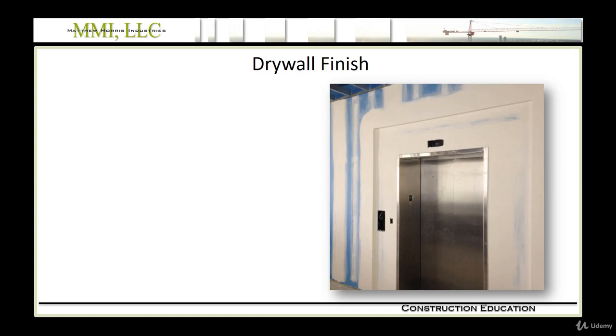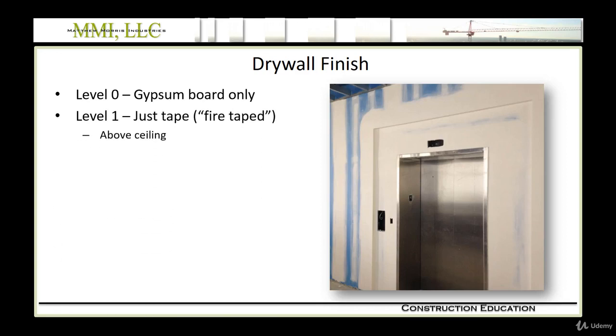So there's a number of different levels of drywall finish. The first is a level 0, and this is gypsum board only. And you would really only see this if you have a future build out and you're not quite complete. It would be very rare to see a level 0 finish.